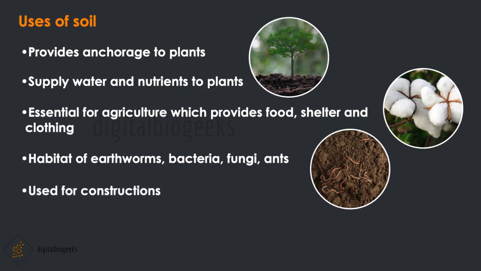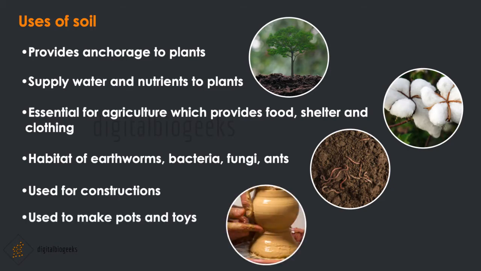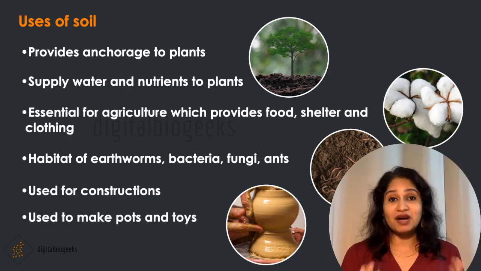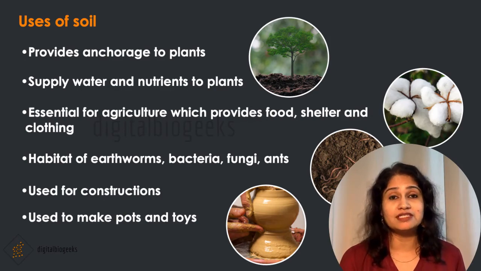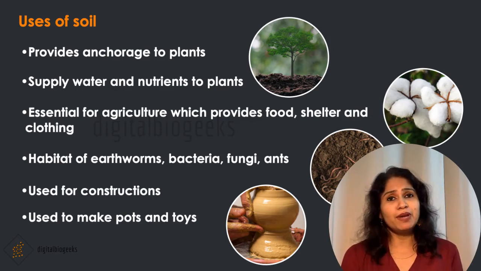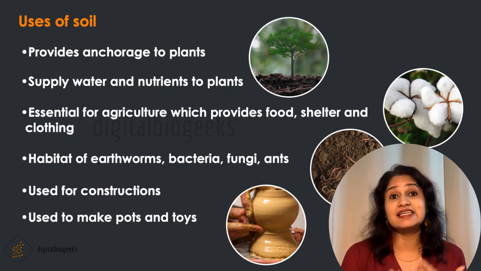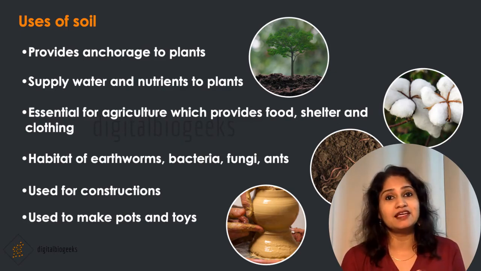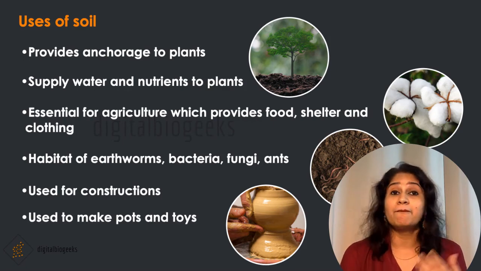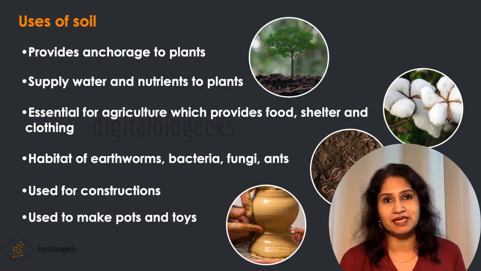Soil is used in construction. Soil is used to make many pots and toys. But this soil gets polluted in many ways. Plastics and polythene bags pollute soil. Plastic kills bacteria and many other organisms in the soil by releasing harmful chemicals.